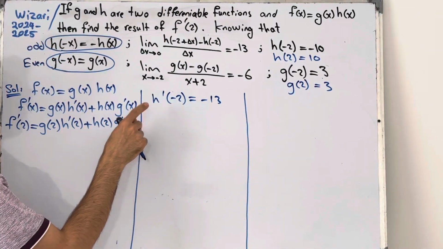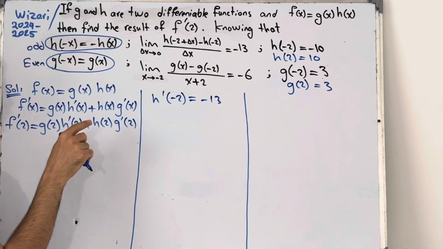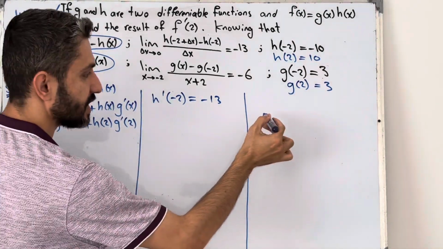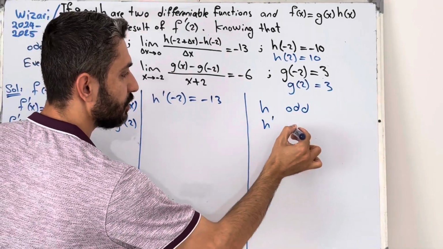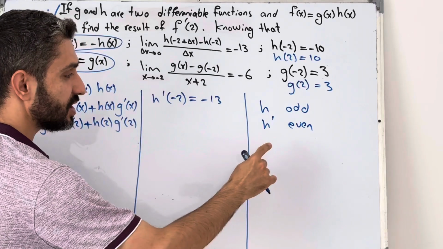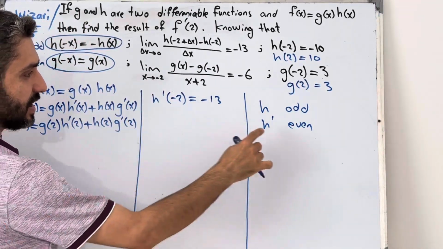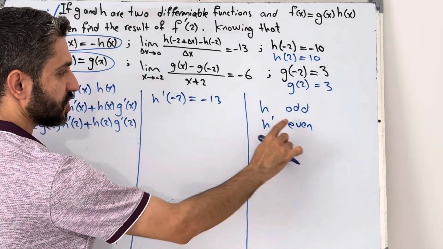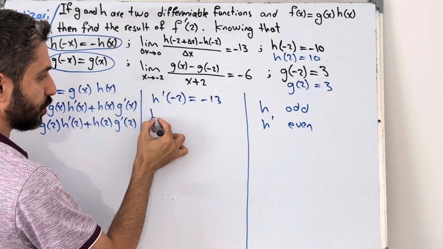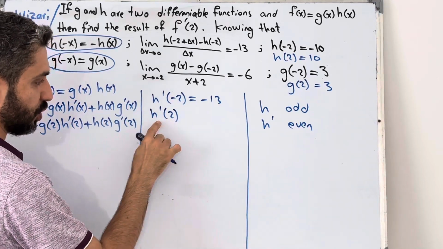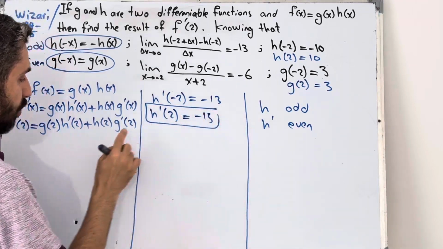But here you have to know that if h is odd, then h prime is even. This is an information: if h is odd, then h prime is even. So we have to apply the even condition for h prime. We said in an even function, we don't change the sign of y. So we have to change the sign of x. So h prime of 2, because we want this one, is equal to negative 13 as well. Now I have this one as well.